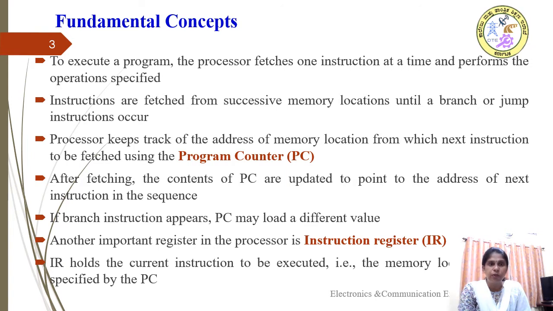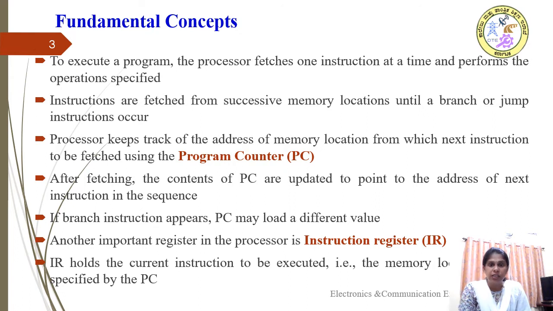So to execute a program, the processor fetches one instruction at a time and performs the operation specified in the instruction. Whatever instructions we have in a program are stored in successive memory locations, consecutive memory locations, one after the other. The processor fetches the instructions one by one from the consecutive memory locations until it reaches a branch or a sub-routine instruction.